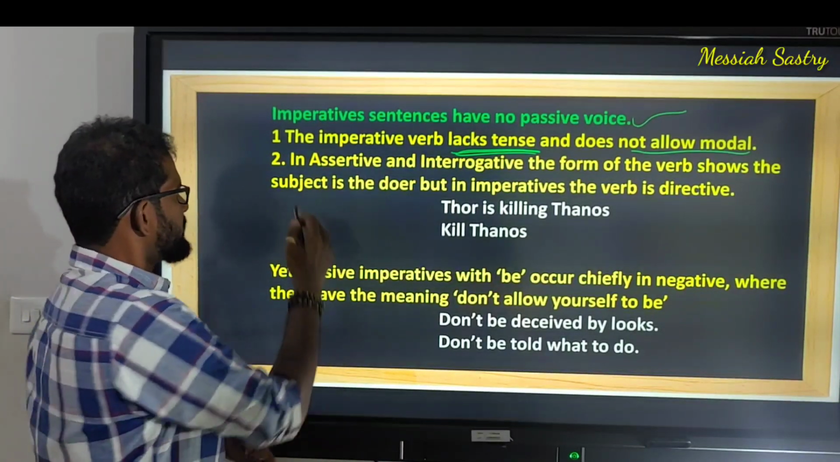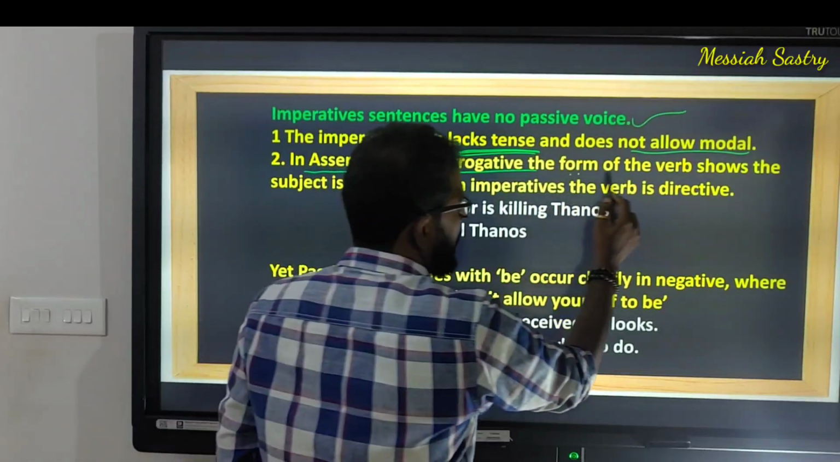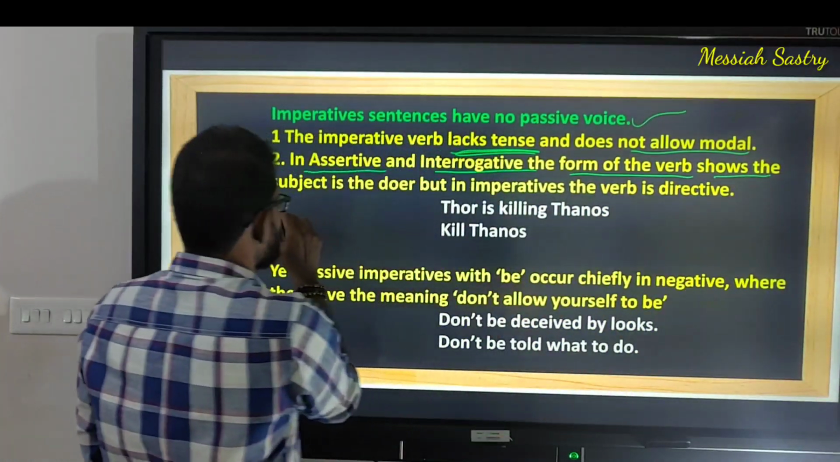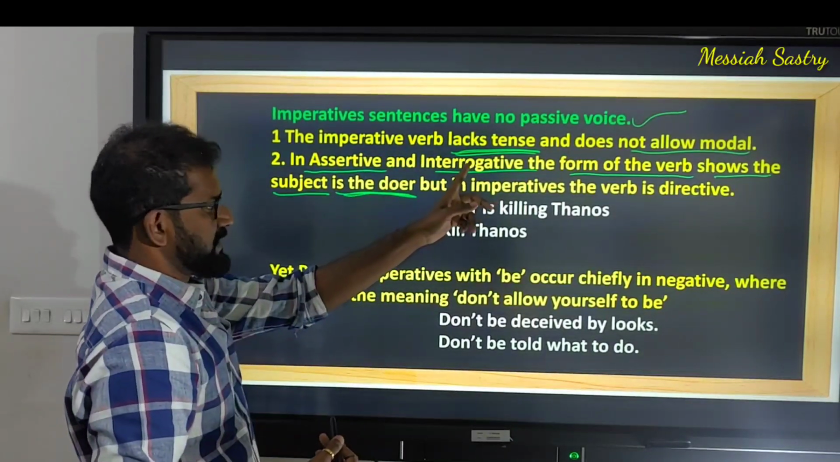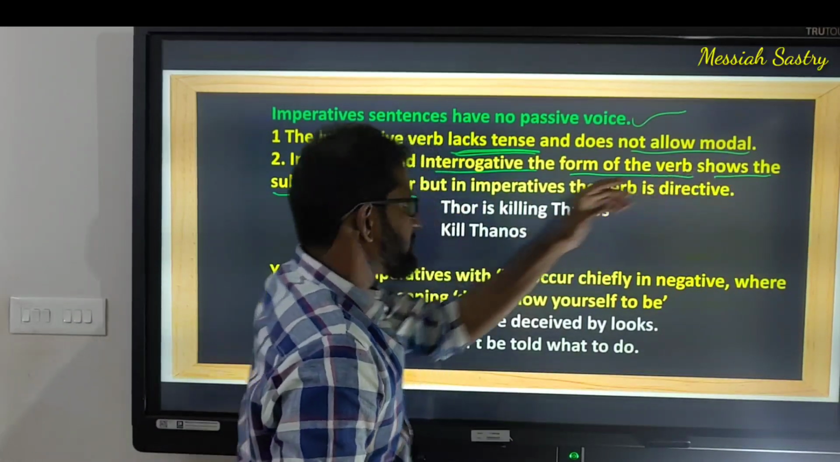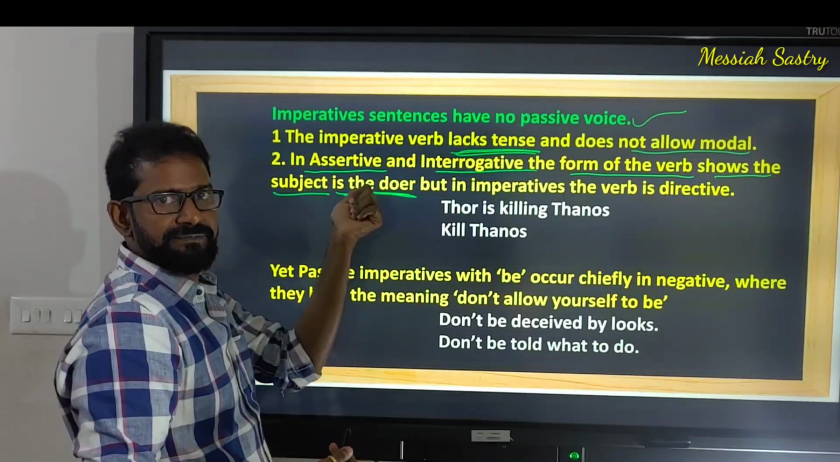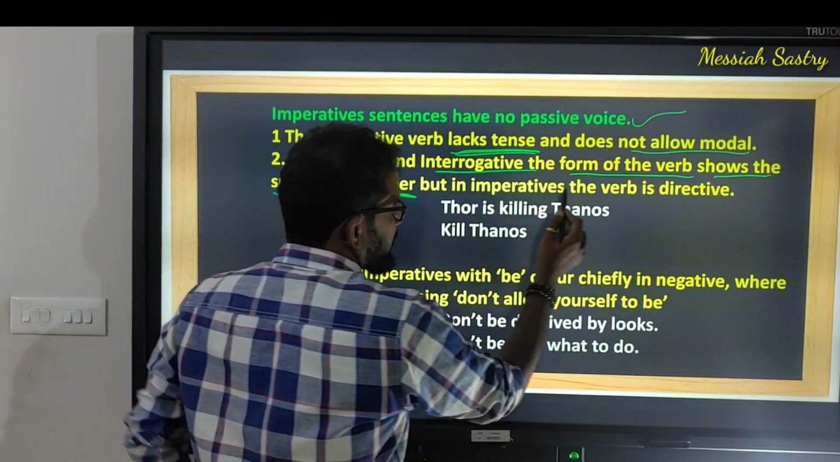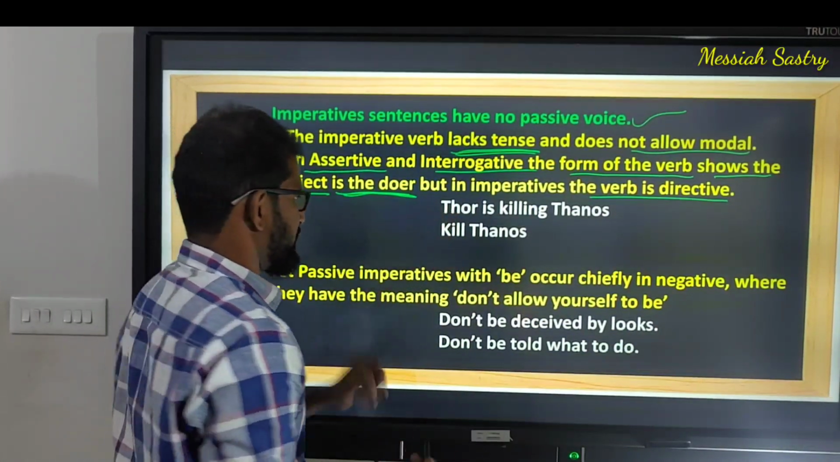Next thing is, in assertive and interrogative sentences, the form of the verb shows the subject is the doer. But in imperative, the verb is directive. Let us look at the example.